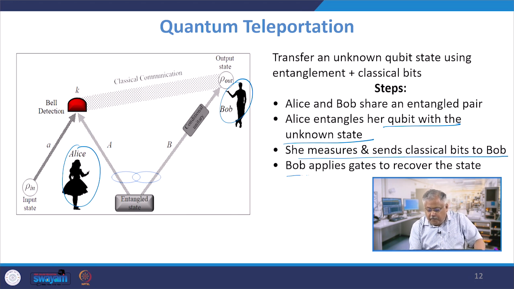Now, if Alice entangles her qubit with the unknown state, she measures and sends the classical bits to Bob. Bob will apply a gate to recover the state. You got the point? So how does it work out? It is something like this.